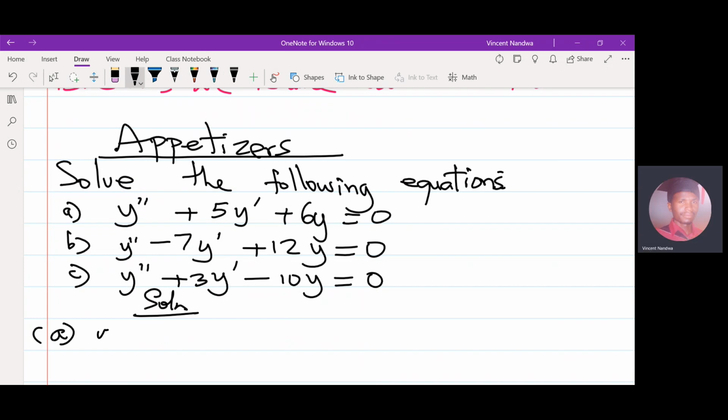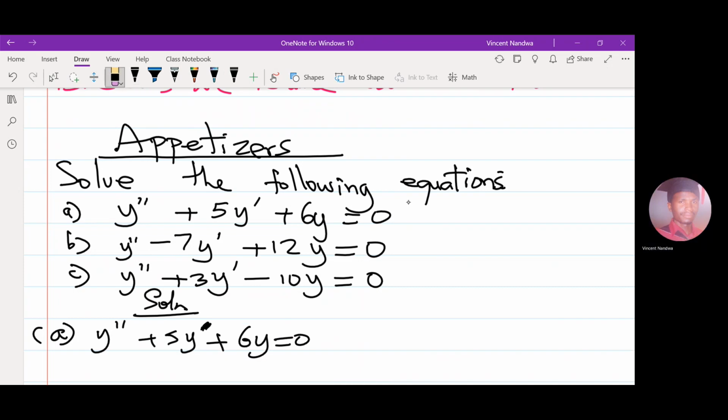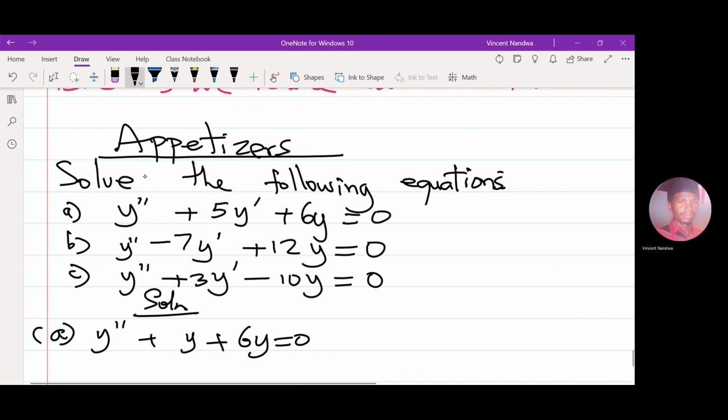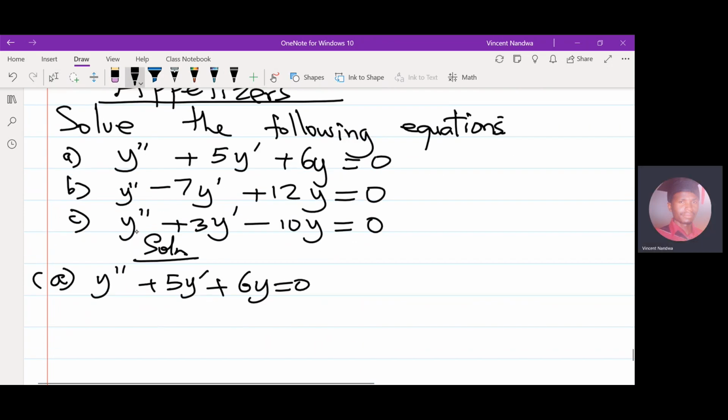The first one we have is y double prime plus 5y prime plus 6y equals 0. The first step is to form the characteristic equation, solve that characteristic equation, and then see the nature of the roots. So we'll assume y equals e raised power rt is a solution.